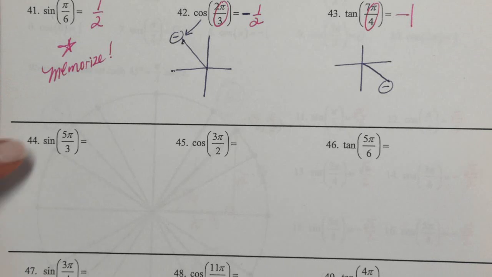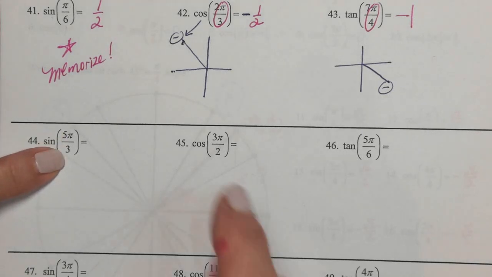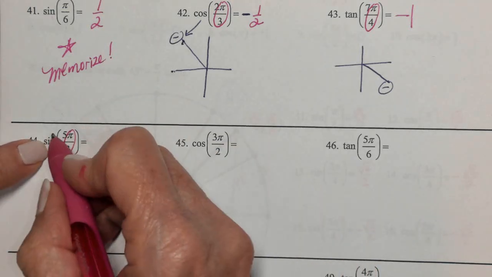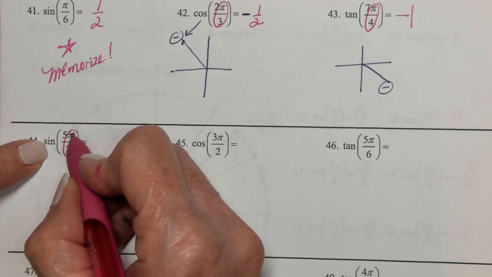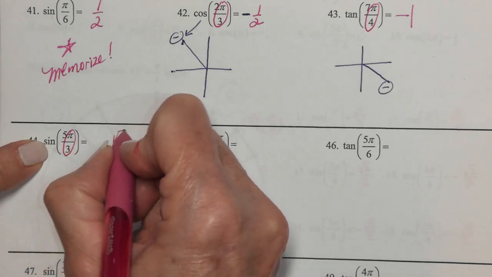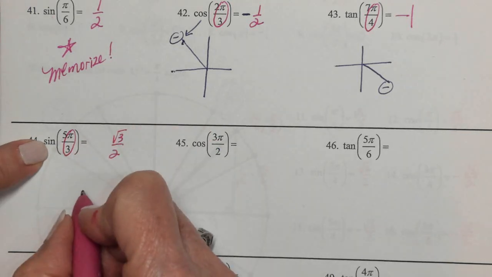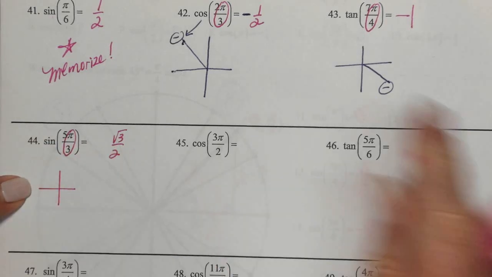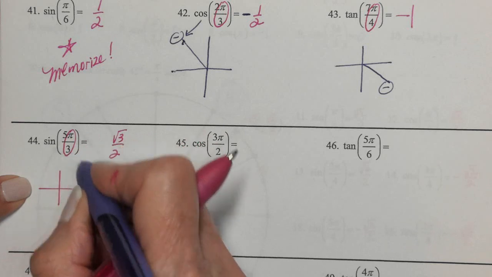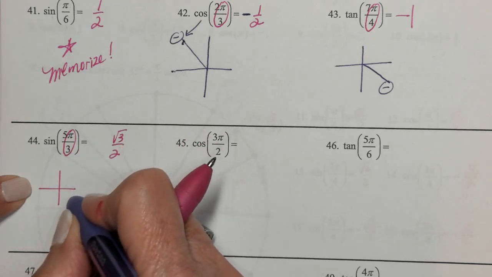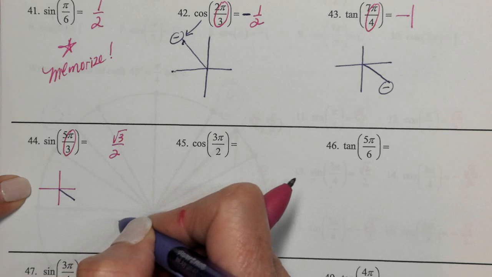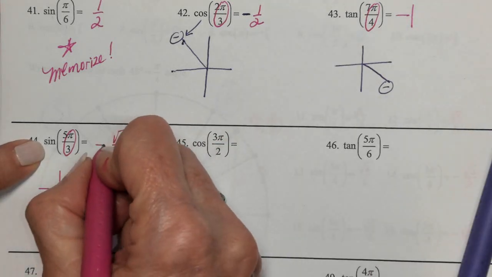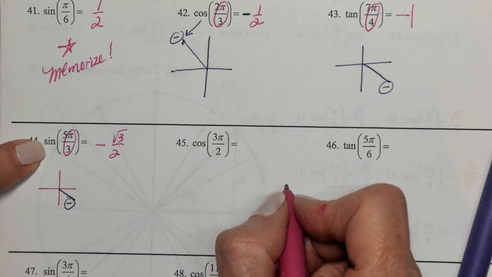Sine of 5 pi over 3. Well, first of all, it's a pi over 3. Sine of pi over 6 is 1/2, so sine of pi over 3 is square root 3 over 2. Now I just need to deal with the sign. What quadrant is this in? Well, 5 pi over 3 is 1 less than 6 pi over 3, so we are down here in quadrant 4, where sine is negative.